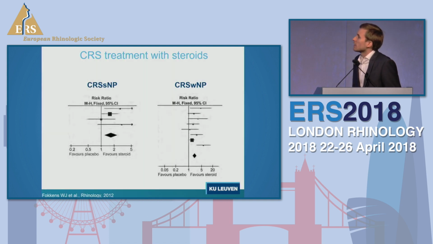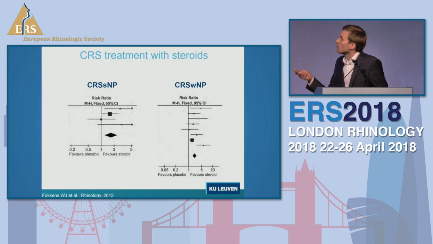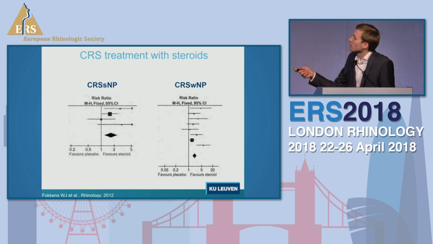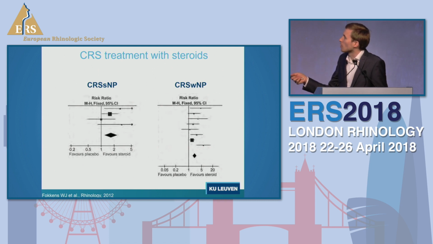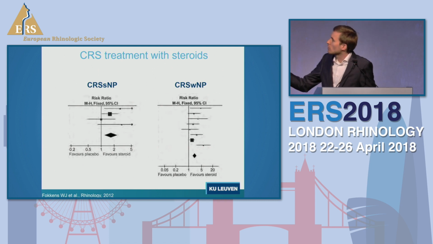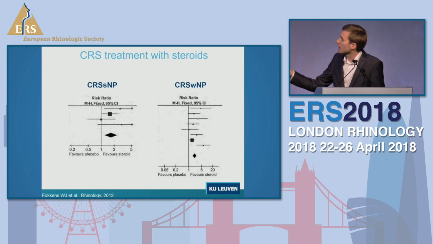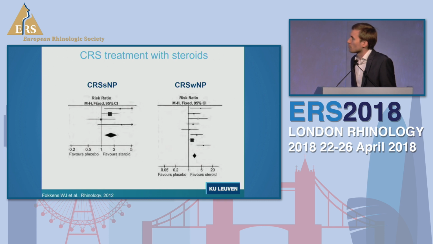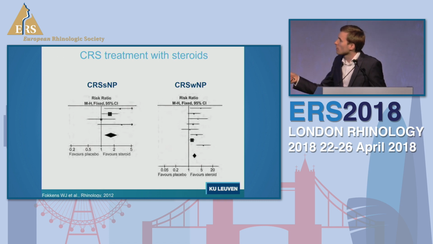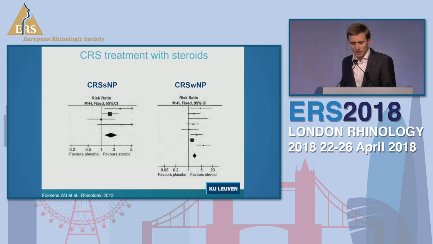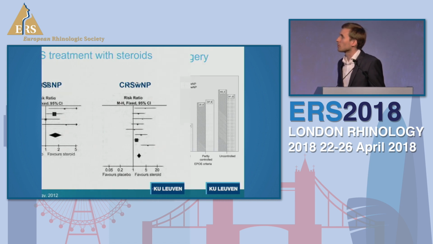So we see here that overall, if we look at the group of patients treated with steroids, we see a beneficial effect both in CRS without and with nasal polyps. But if we then look at the different studies listed here, we see that there is quite a variance in the degree of response. And also in single studies, a patient can be here or a patient can be here. So there is a need to identify responders.